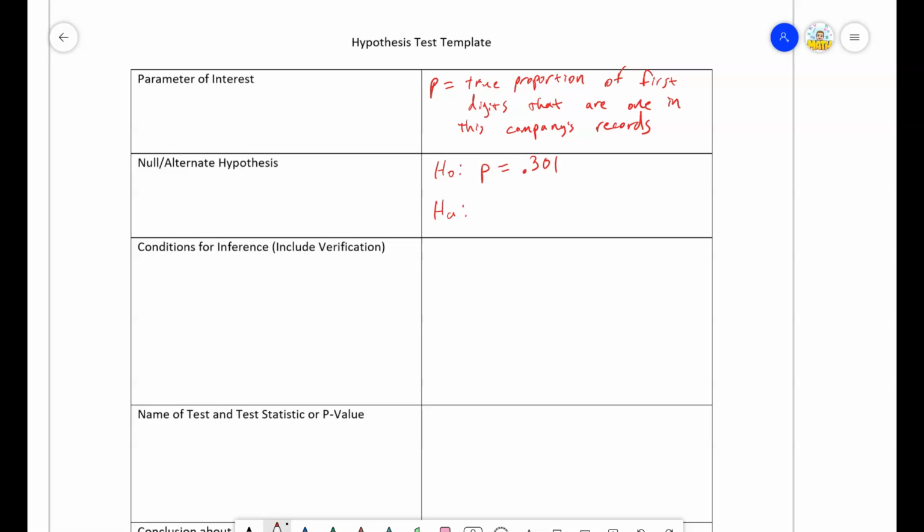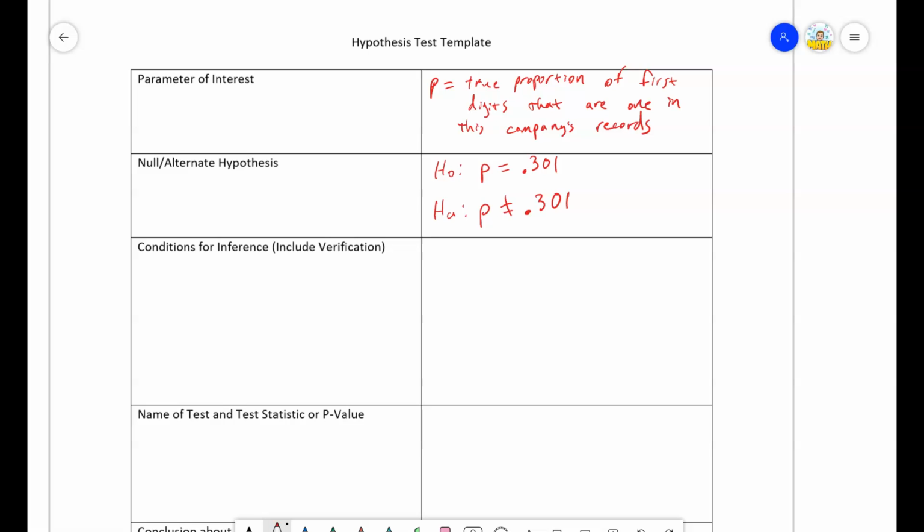Now the alternate, this is always a struggle. So far we've had a left-tailed test for the free throw shooter, and we had a right-tailed test for the American Idol example. Well, here in this case, it doesn't matter if the proportion is bigger than 30% or less than 30%. This is what we would consider a two-tailed test. So it only matters if it's different from 0.301.